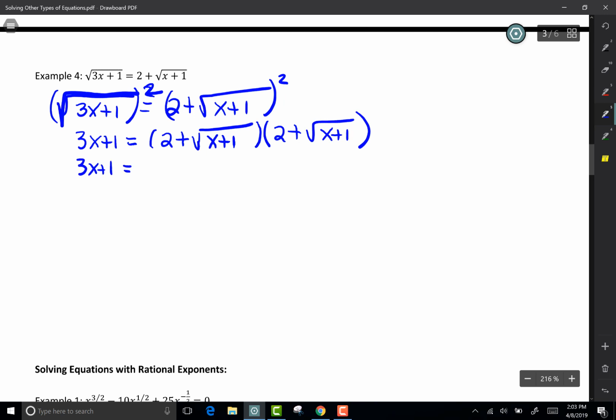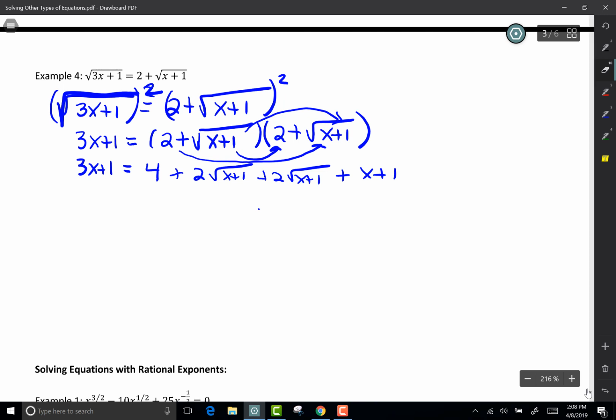So I have 2 times 2, that gives me 4. Then I have 2 times the square root of x plus 1, so that gives me 2 square roots of x plus 1. Then I have this times this, and I get 2 times the square root of x plus 1 again. And then this times this gives me just x plus 1.